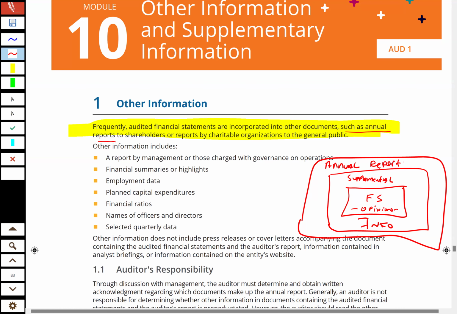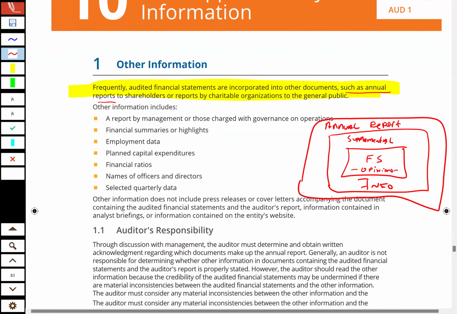You're going to have to call out some of this other stuff, maybe if there's something wrong, or just to acknowledge that it's there, even though you didn't audit it. Okay. So again, we're focusing on how we modify, how we tweak the unmodified, unqualified report when something like this is involved. Okay. So let's just go ahead and take a look.